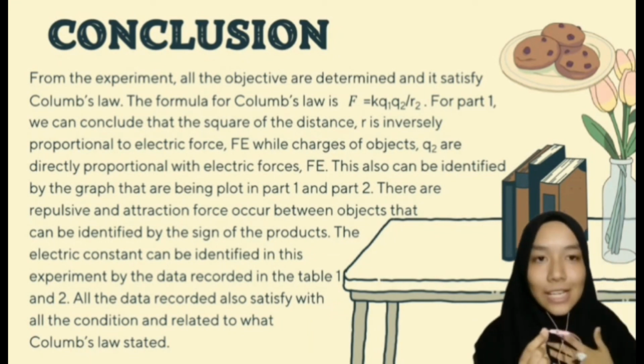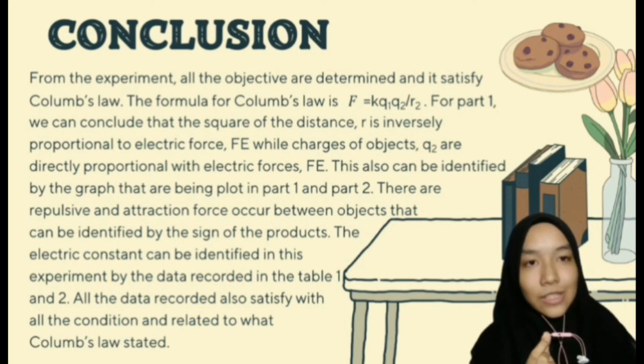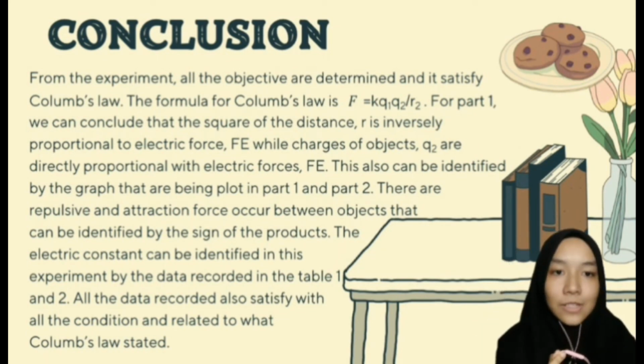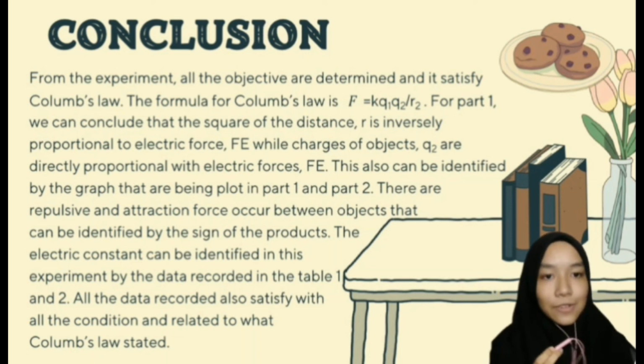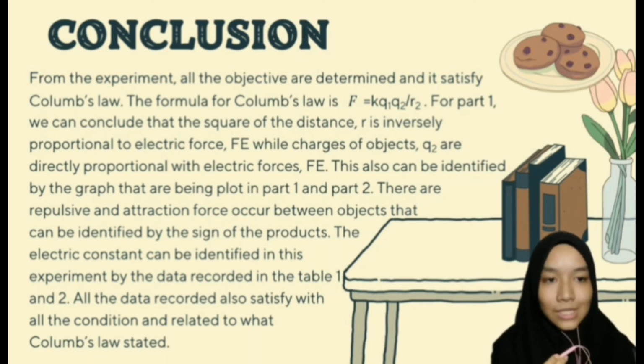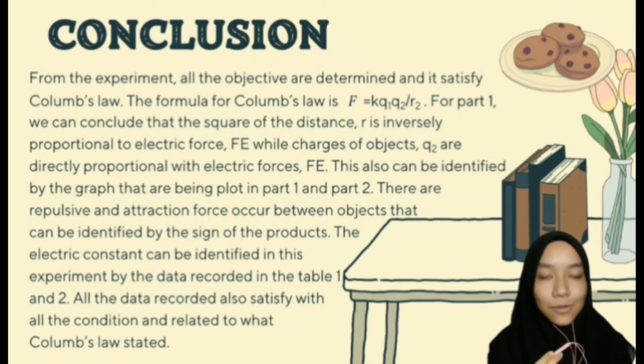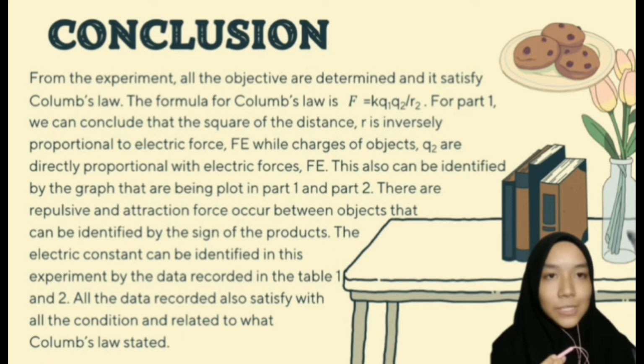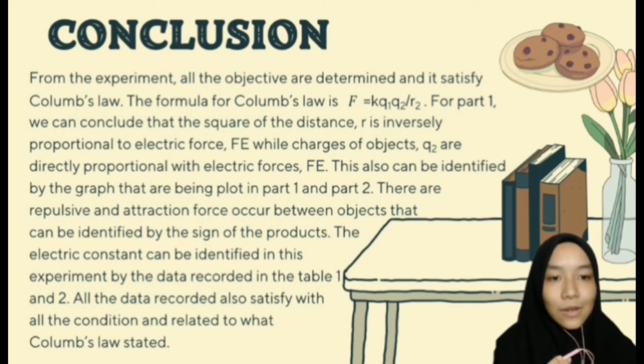Hello, my name is Nuraryani binti Mohamad Nor, and I'm going to talk about the conclusion for experiment 1. From the experiment, all the objectives are determined and satisfy Coulomb's law. The formula for Coulomb's law is F equals K multiplied by Q1 and Q2 per r squared.